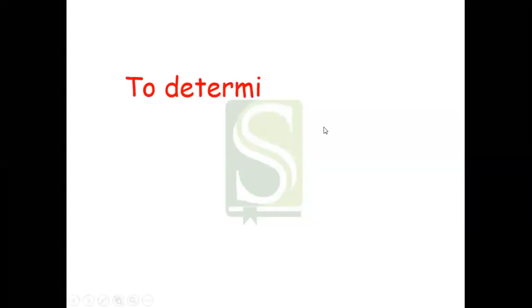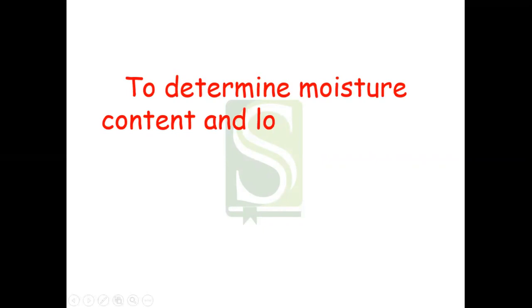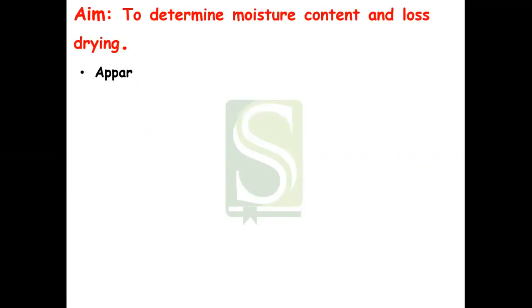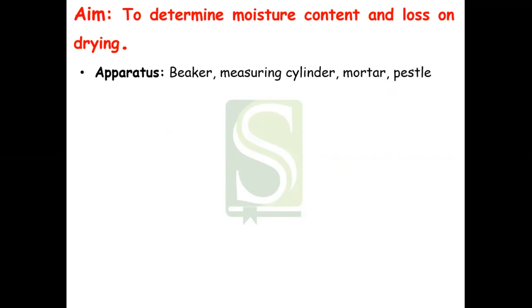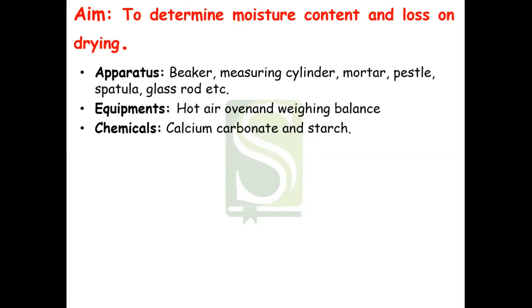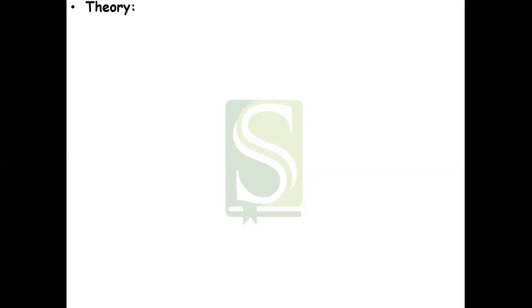Welcome. Today we are going to see the experiment to determine the moisture content and loss on drying. The apparatus which we will require for carrying out this experiment is a beaker, measuring cylinder, water vessel, spatula, glass rod, etc. In equipment we will require a hot air oven and weighing balance, and in chemicals we require calcium carbonate and starch. So now first let us see what is moisture content.